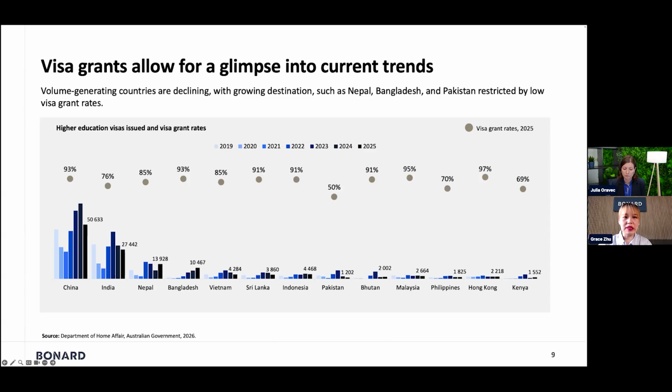So what this tells us is that the volume-generating countries are seeing numbers decline, while those rapidly growing markets like Nepal, Bangladesh, and Pakistan are being constrained by low or tightening visa grant rates. This is the direct result of the evidence level framework, where many Southern Asian nationalities are now considered higher risk. It requires more extensive documentation and also faces longer processing times. So for investors, this means that you cannot simply assume that growth in applications will automatically translate into growth in approved students. The approval rate varies significantly by nationality, and the policies are actively shaping who gets through.